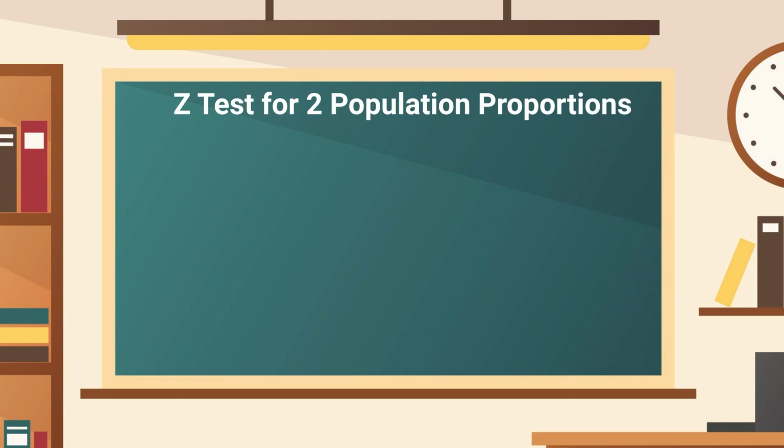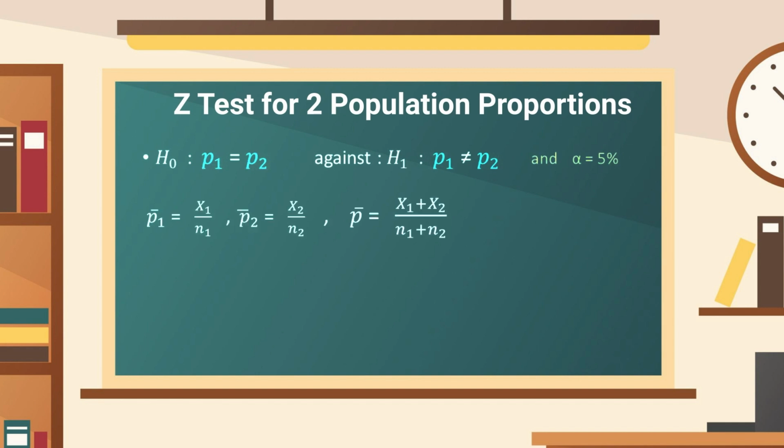Now how do we apply the Z test? Let us look here. Again we look at the null hypothesis P1 is equal to P2 against the alternative hypothesis P1 not equal to P2, and we take alpha equal to 5%. First we calculate the sample proportion, that is, the proportion of individuals in sample 1 who like decaffeinated coffee. So it will be P1 bar equal to X1 over N1. Similarly for sample 2, the sample proportion P2 bar is equal to X2 divided by N2.